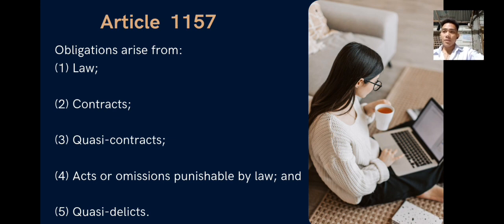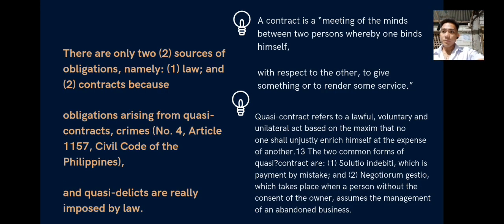In Article 1157, obligations arise from law, contracts, quasi-contracts, acts or omissions punishable by law, and quasi-delicts. So there are only two sources of obligations, namely law and contract, because obligations arising from quasi-contracts, crimes, and quasi-delicts are really imposed by the law. A contract is a meeting of minds between two persons whereby one binds himself with respect to the other to give something or to render some service.